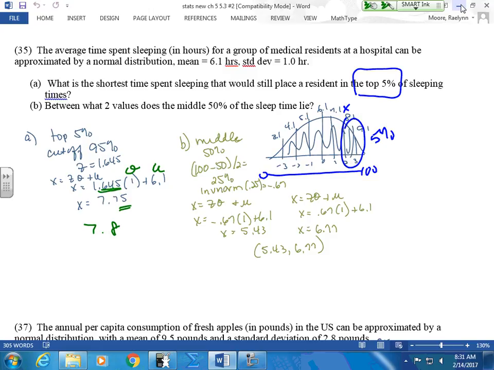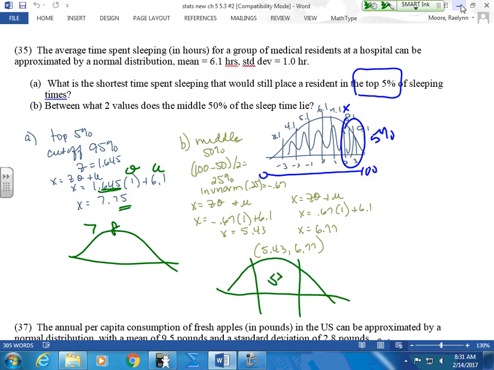The middle 50%, what two values? This is a good one. What two values does the middle 50% mean? Let me put it over here. My middle 50%, that means this has to be 50%, exactly in the middle, because your curve is symmetric. So that has to be where your middle two values are. This z-score and this z-score will be the same number. This one will be negative.